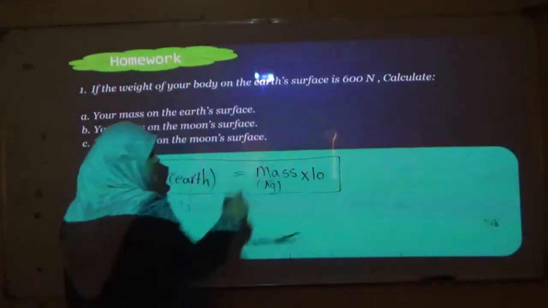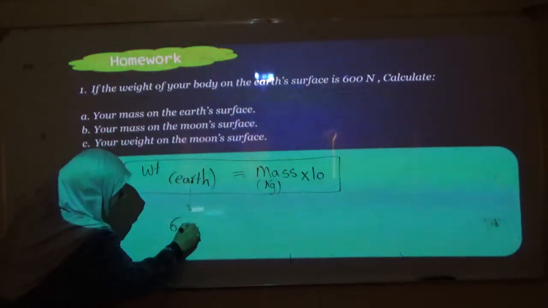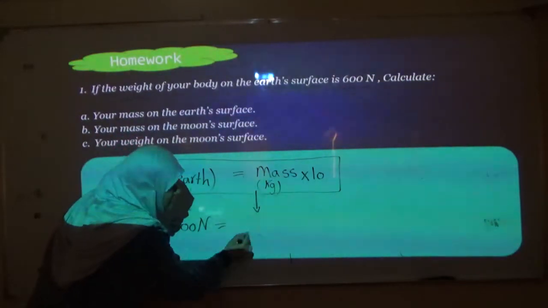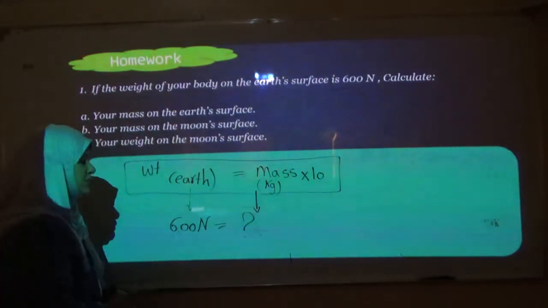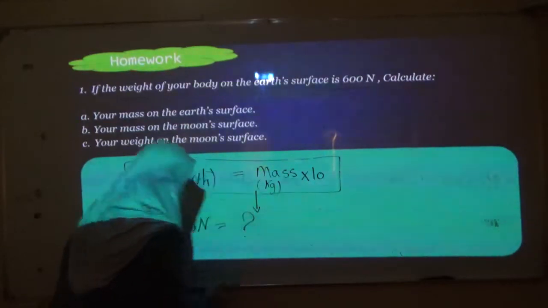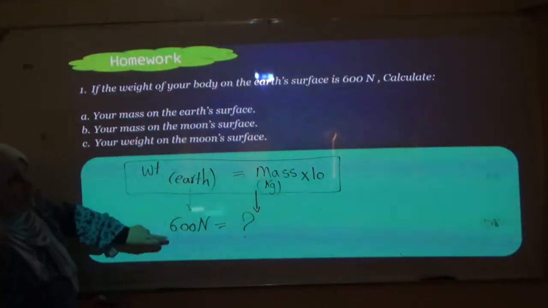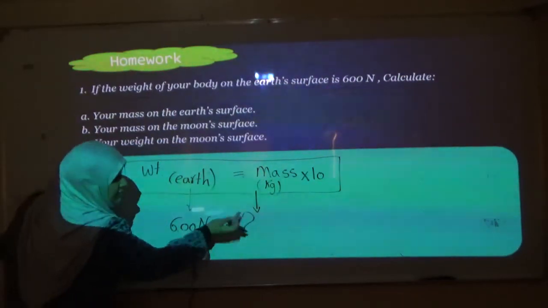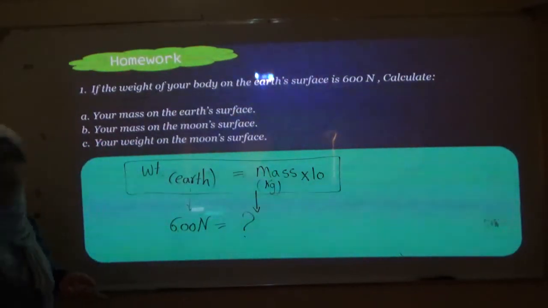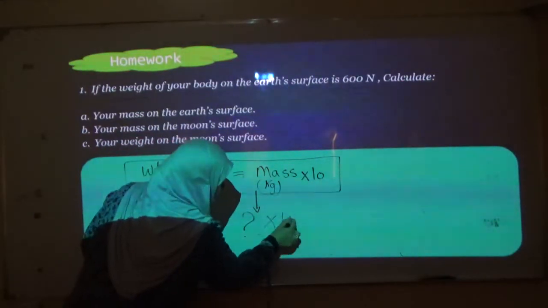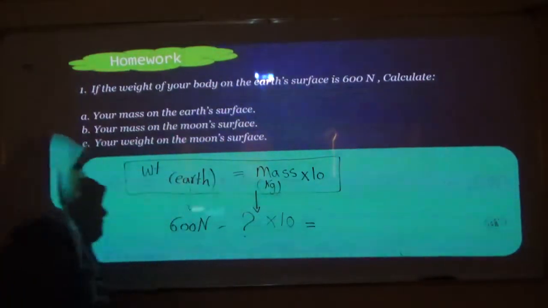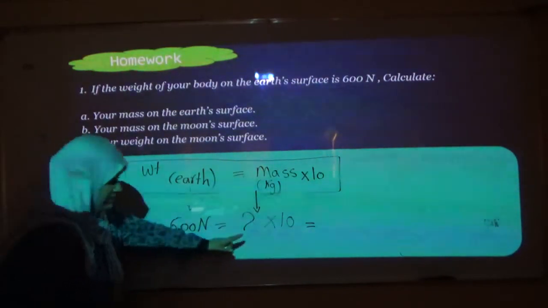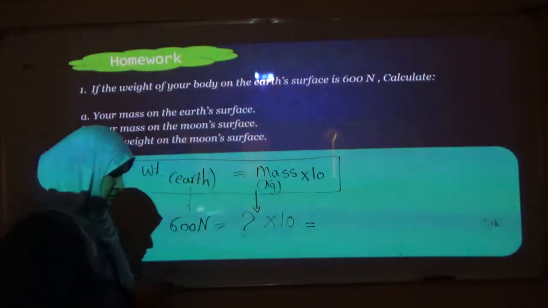The value of weight here is given as 600 Newton. Do you know the value of mass? No, we don't know it, so I put it as a question mark. So weight equals 600, as we have from the problem, equals question mark, because we don't know the value of mass, multiplied by 10. So 600 equals mass multiplied by 10.